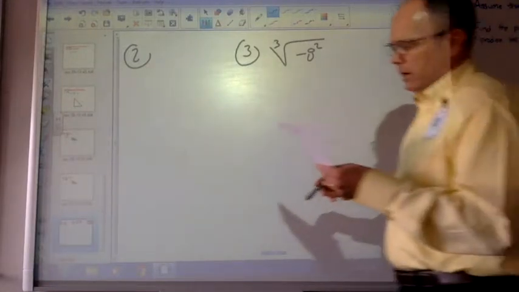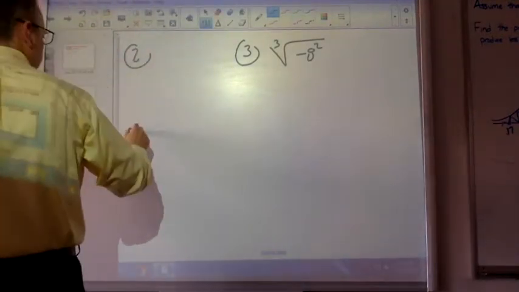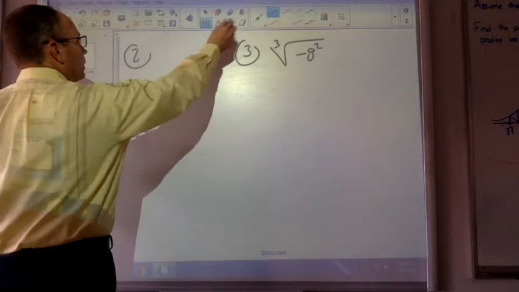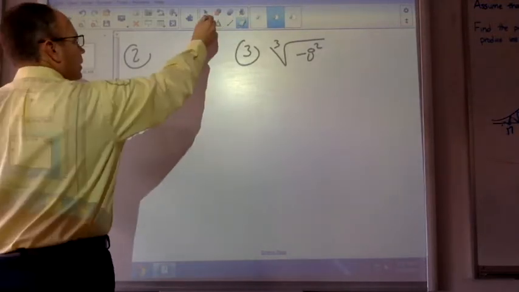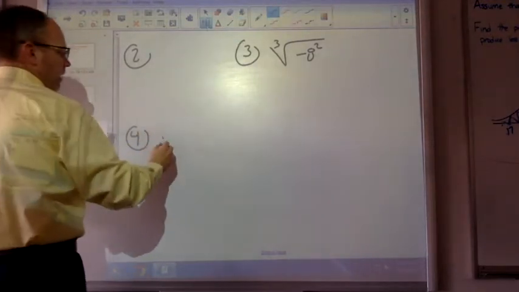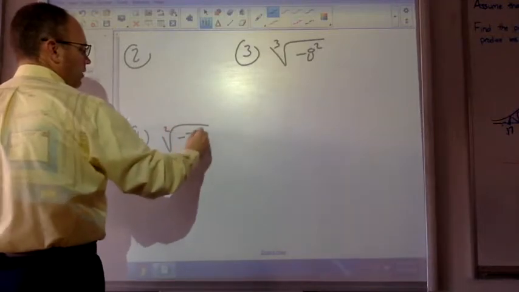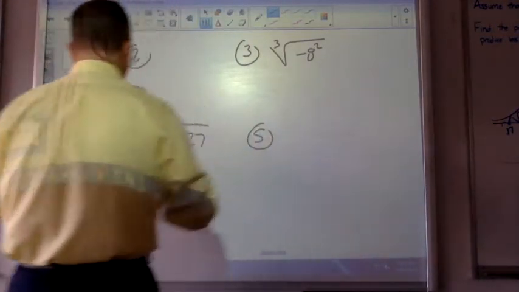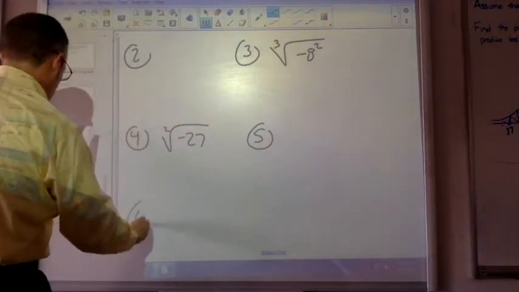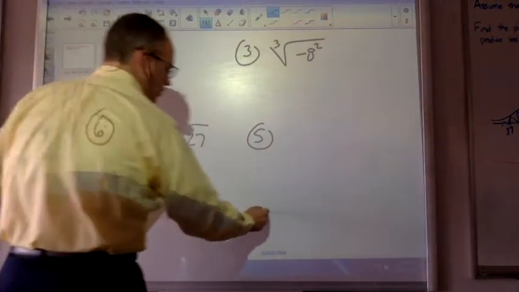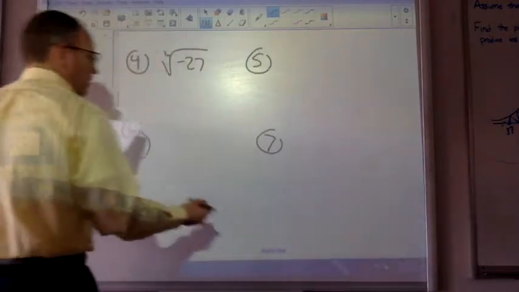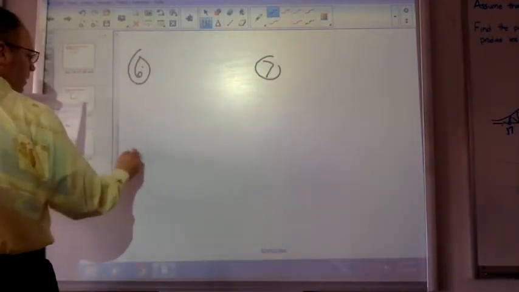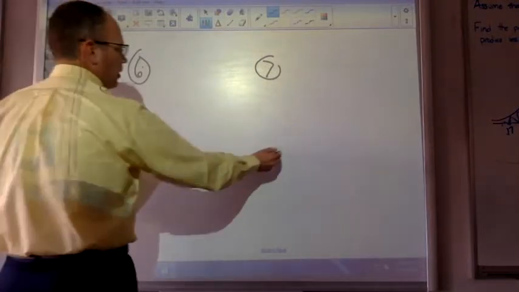Number 4 needs to be written as a radical. So it's negative 27 to the 1/2 power. So that's the square root of negative 27. Number 5 is already a radical. Number 6 is already a radical. Number 7 is already a radical. Number 8 is already a radical. Number 9 is already a radical.